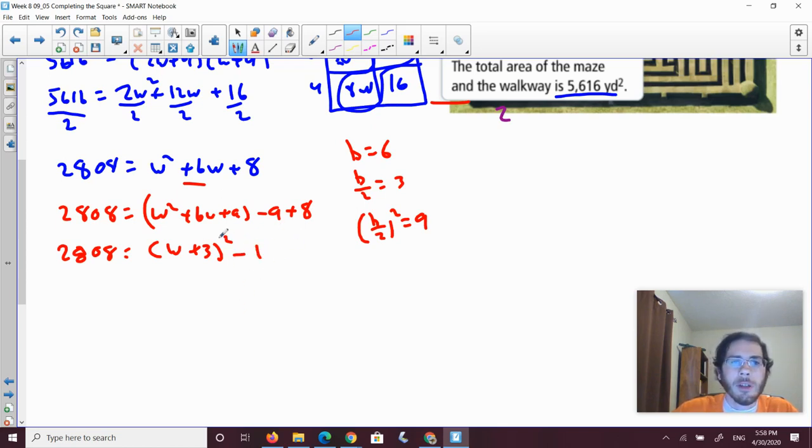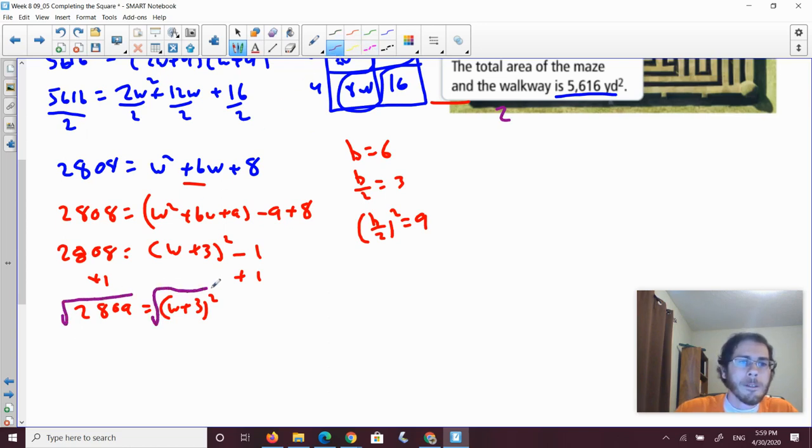All right, so I want to go ahead and try and get this squared piece by itself, so I can add 1 to both sides. So 2809 is W plus 3 squared. All right, square root both sides. Do we know the square root of 2809? Yes, we do. 50 squared is 2500. Add 300. 3 squared is 9, so 53.